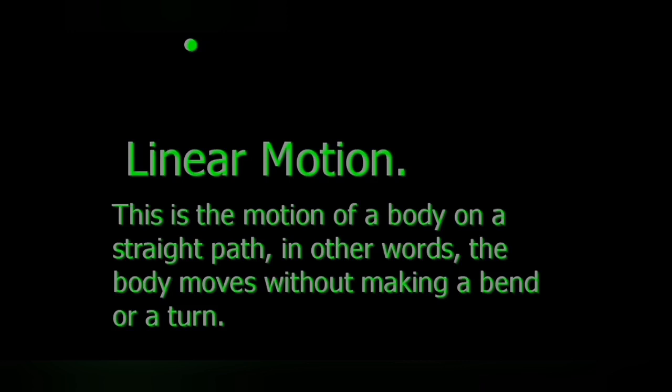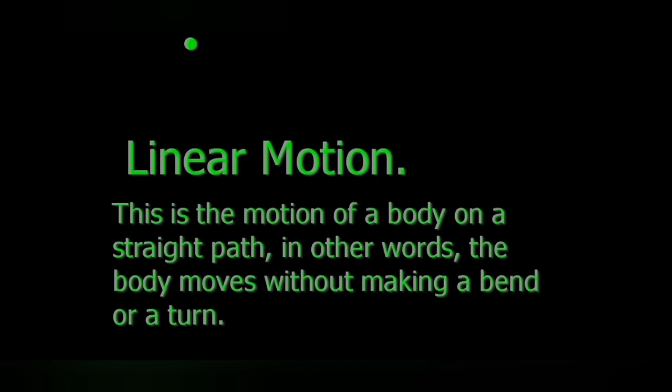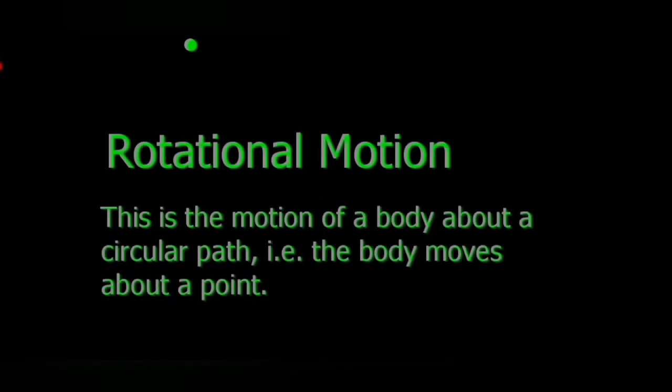We all know that the motion takes place along a straight path. Such type of motion can be seen to be linear motion. Whenever a body moves in a straight path without making a curve, a bend, or a turn, we say the body exhibits linear motion. The next example we shall consider is the rotational motion.